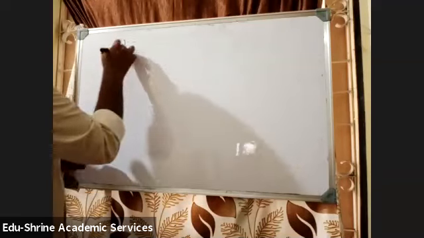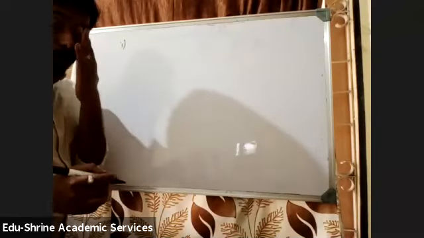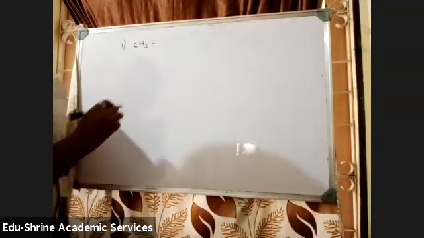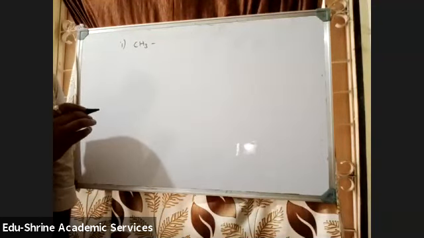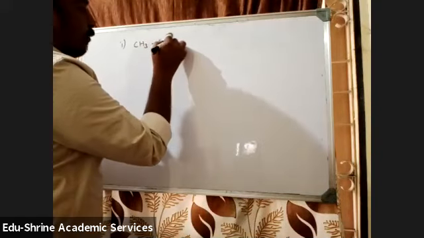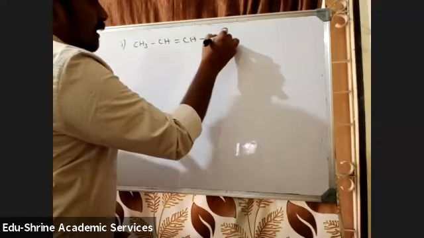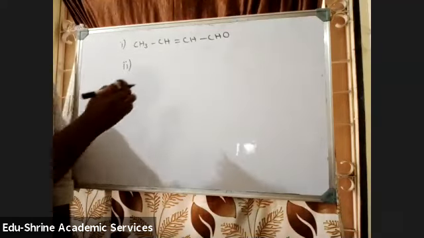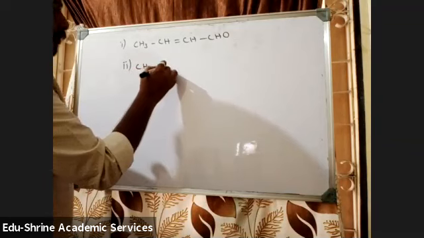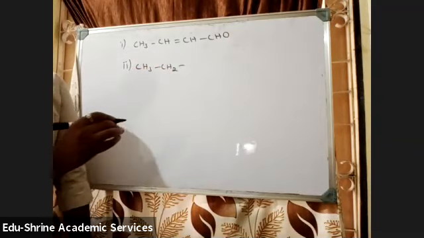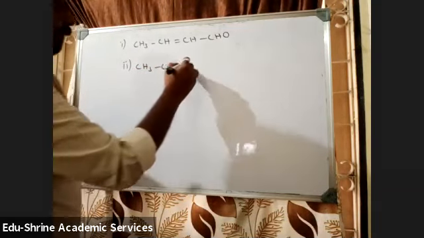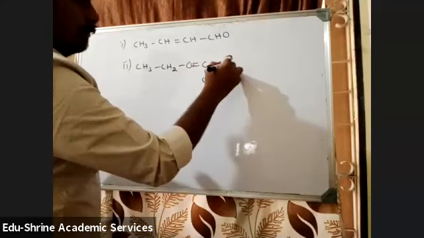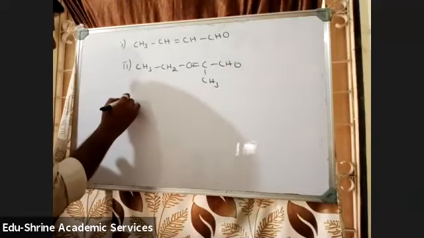The first product, through reaction between two aldehydes. So the product you got is CH3-CH=CH-CHO. This is the first product you got. Second product you got is CH3-CH2-C=CH-C-CH3-CH2. This is the second product.